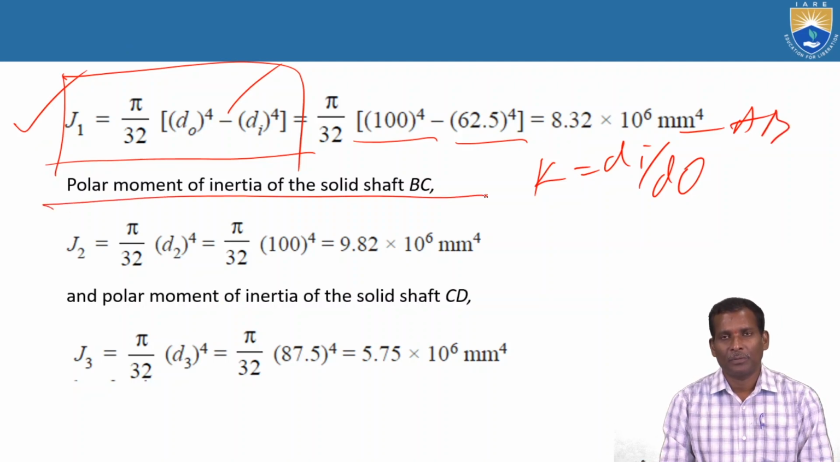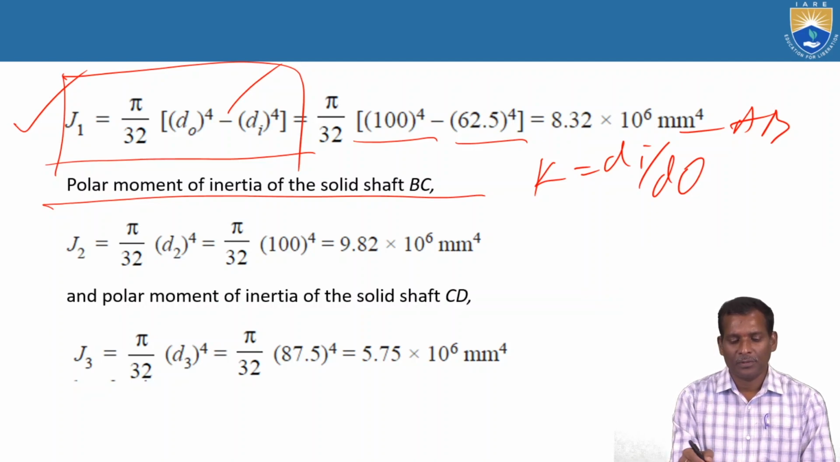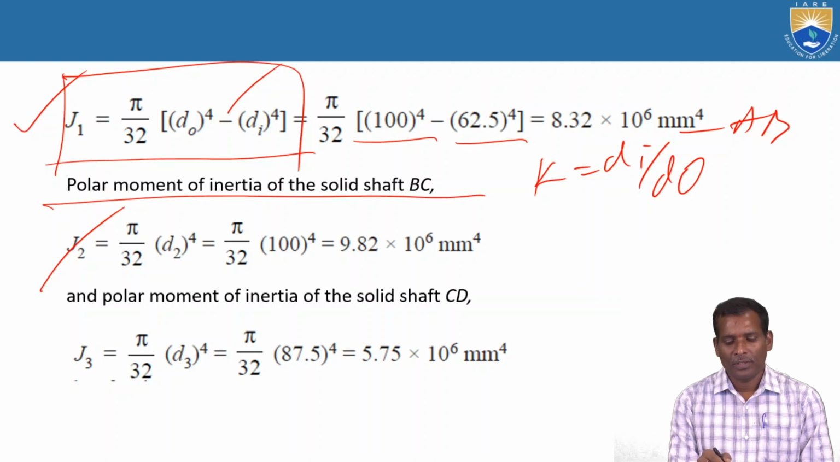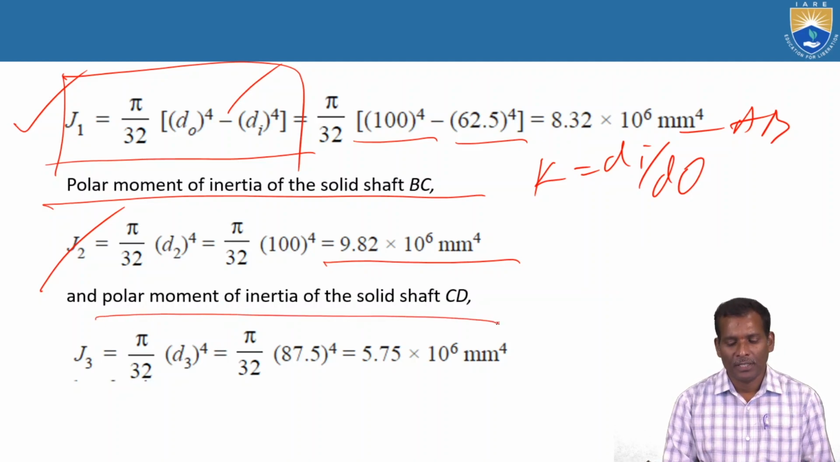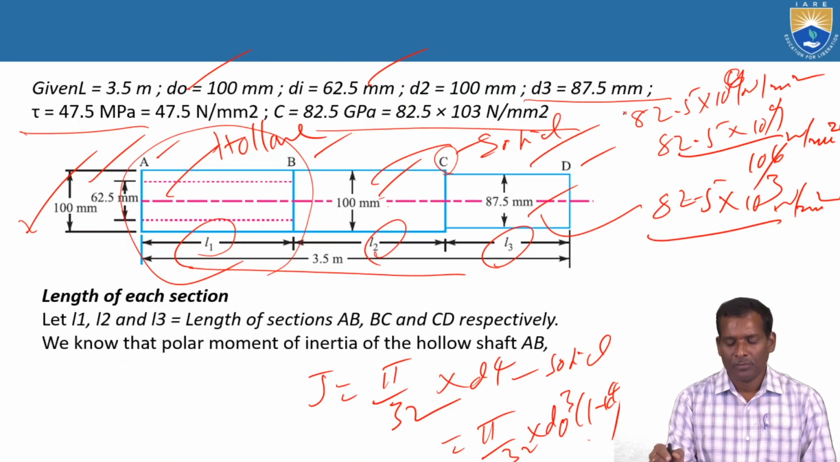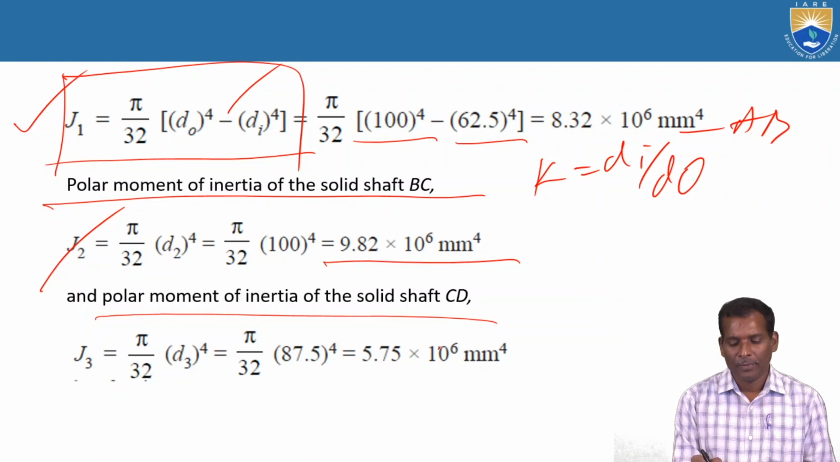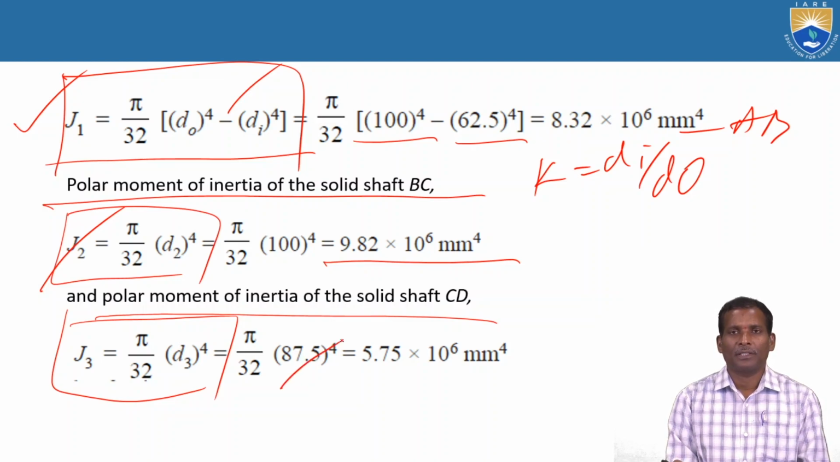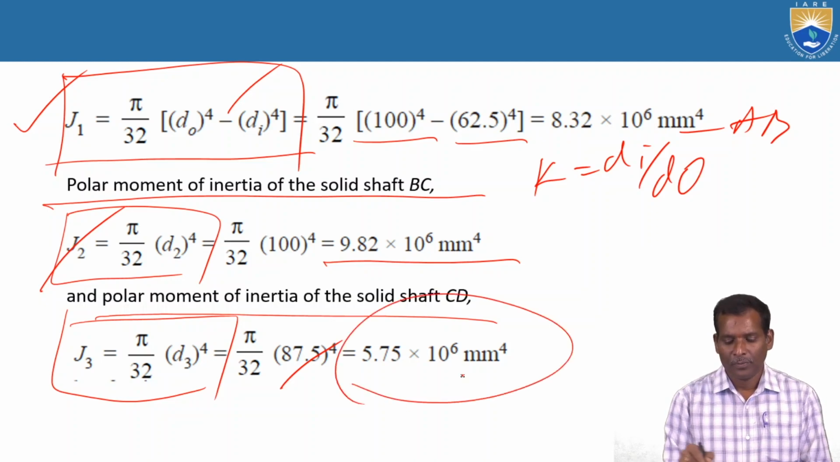Similarly, the polar moment of inertia of the solid shaft BC: directly you can substitute π/32 into d^4. D2 diameter is almost 100 mm. So that is J2, and we will get 9.82 × 10^6 mm^4. And the polar moment of inertia of the solid shaft CD, this one also a solid section, so J is equal to π/32 into d^4, J3. Now the D3 value 87.5 substituted, and you will get 5.75 × 10^6 mm^4.